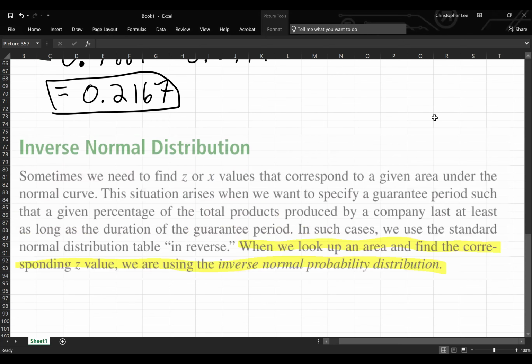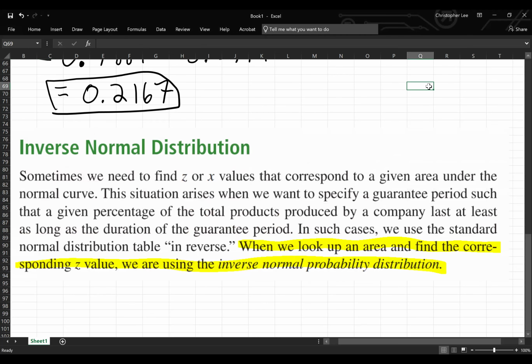All right, so real quick, I want to talk about inverse normal distribution. Just want to tell y'all about it, right? Sometimes we need to find Z or X values that correspond to a given area under a normal curve. This situation arises when we want to specify a guaranteed period such that a given percentage of the total products produced by a company lasts at least as long as the duration of the guaranteed period. In such cases, we use the standard normal distribution table in reverse, right? So when we look up an area and find corresponding Z values, we're using the inverse normal probability distribution.